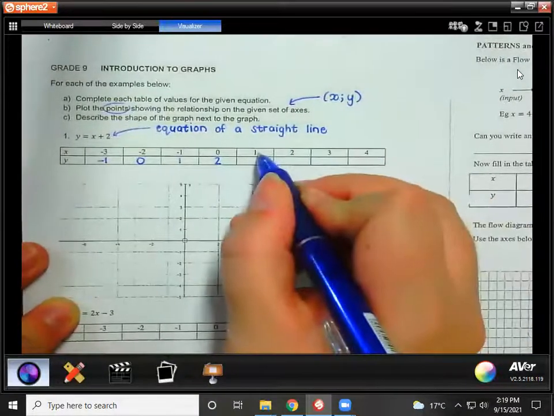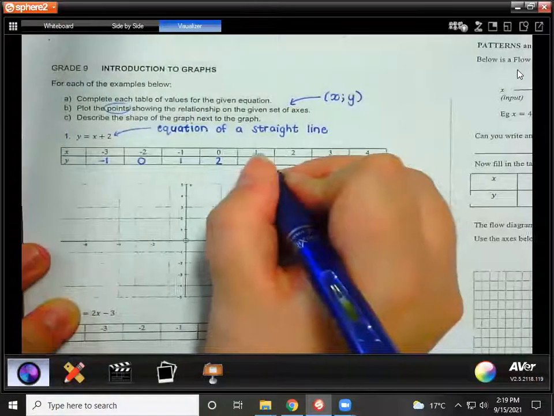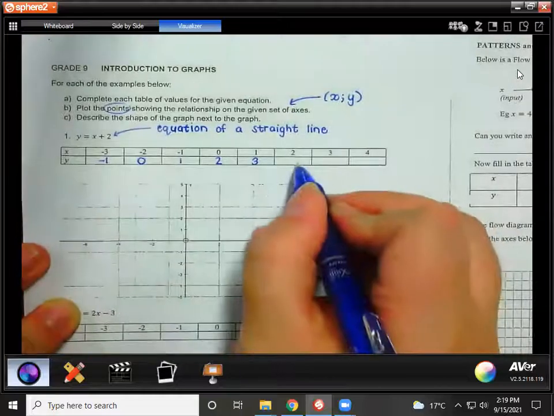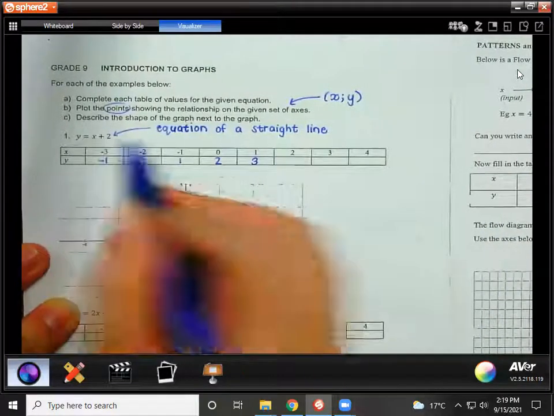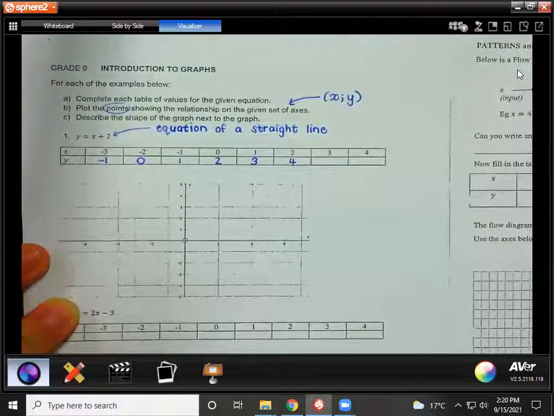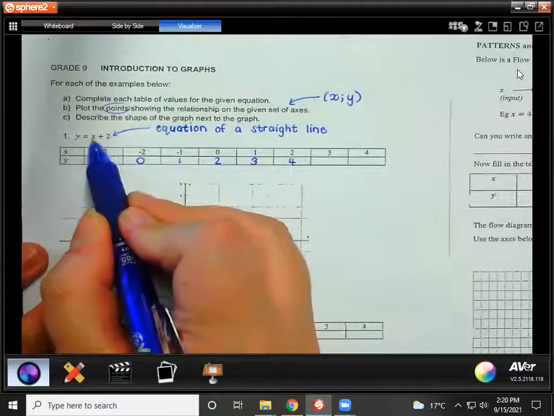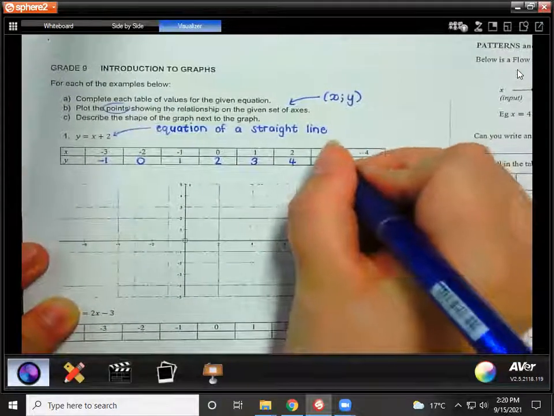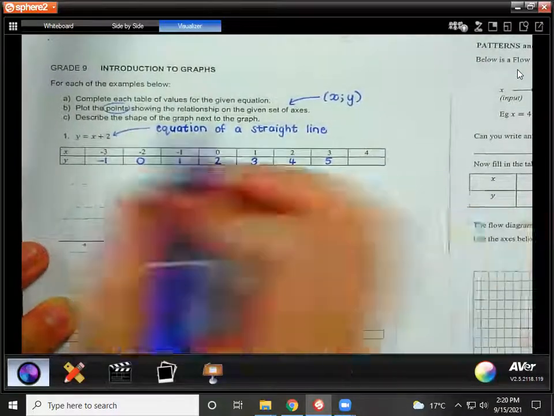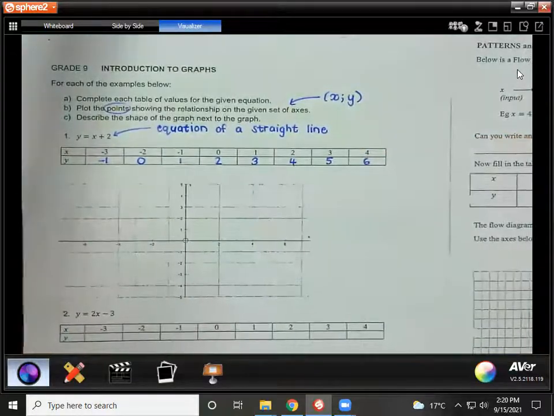If x is 1, y is going to be 1 plus 2, which is 3. If x is 2, y is going to be 2 plus 2, which is 4. If x is 3, y is 3 plus 2, which is 5. And for the last one there, if x is 4, y is going to be 4 plus 2, which is 6.